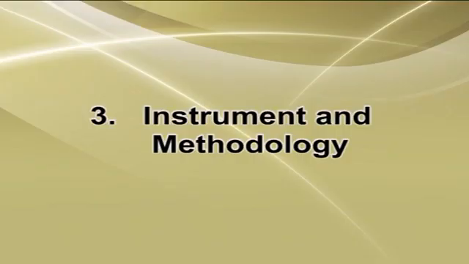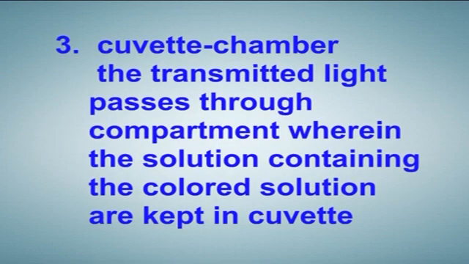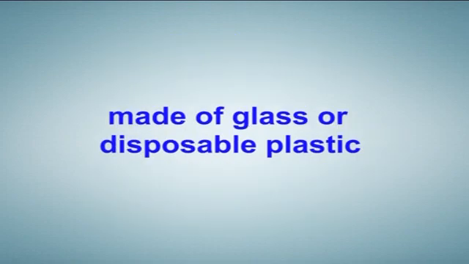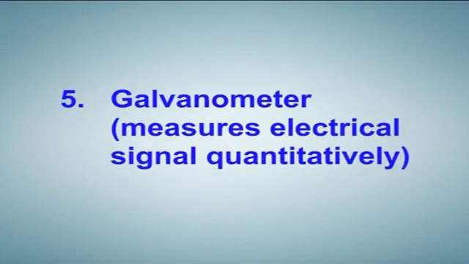Instrumentation and methodology. The instrument used to measure color is the colorimeter. This apparatus comprises the following parts: light source; filter, the device that selects the desired wavelength; cuvette chamber, the compartment through which the transmitted light passes, wherein the colored solution is kept in a cuvette made of glass or disposable plastic; detector, a photosensitive element that converts light into electrical signals; and galvanometer, which measures the electrical signal quantitatively.